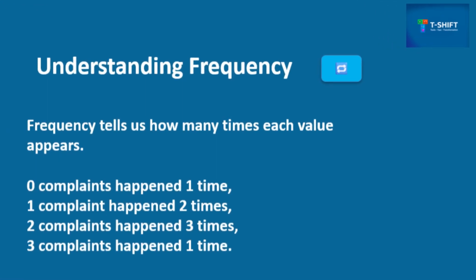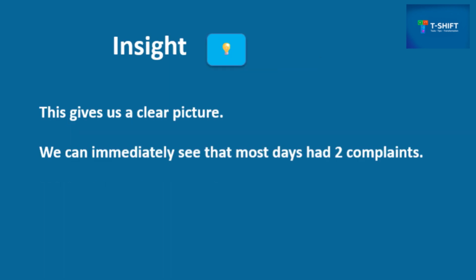Now, instead of looking at each day separately, we organize this data. Frequency tells us how many times each value appears. So we count: 0 complaints happen one time, 1 complaint happens 2 times, 2 complaints happen 3 times, 3 complaints happen one time. This gives a clear picture. We can immediately see that most days had 2 complaints.